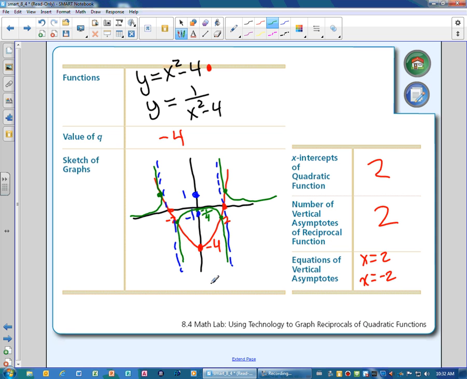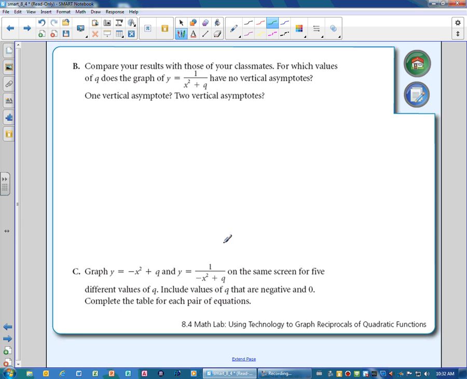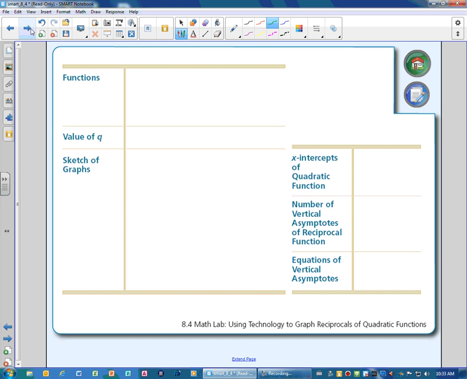And then there are some questions in your book. I'll let you answer those. Compare your results with your classmates. You can skip that part or you can talk about it if you want. And then page 669 starts asking, what if we have some negative graphs? So we'll do 3 examples of negative graphs. We did all positives, so let's do some negatives.